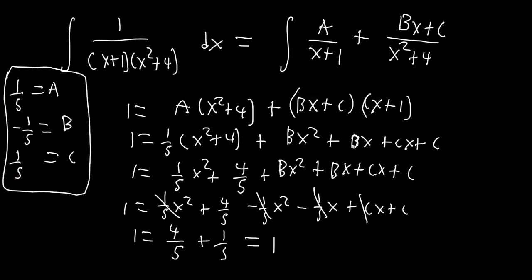And also, I don't think I clarified this earlier, but we know this is correct because everything here adds up to 1. 4 over 5 plus 1/5 is equal to 1.